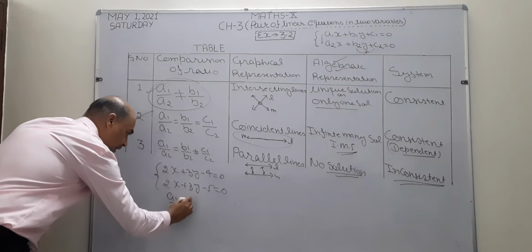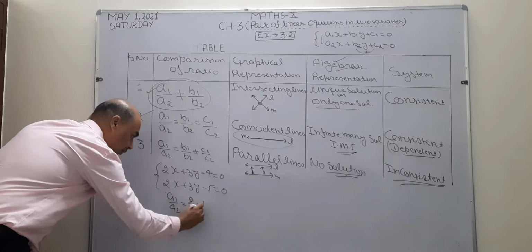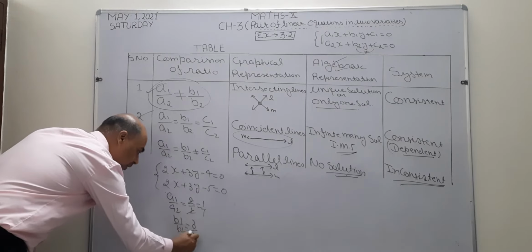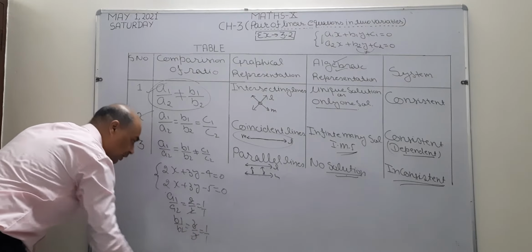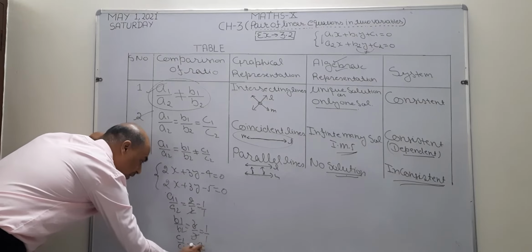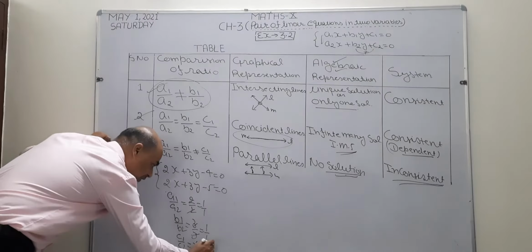Now I am going to take A1 by A2. What is the value of A1 by A2? 2 by 2 means 1 by 1. What is the value of B1 by B2? 3 by 3 means cancel. After cancelling it becomes 1 by 1. And what is the value of C1 by C2? Minus 4 upon minus 5, the minus cancels. What is left? 4 by 5.